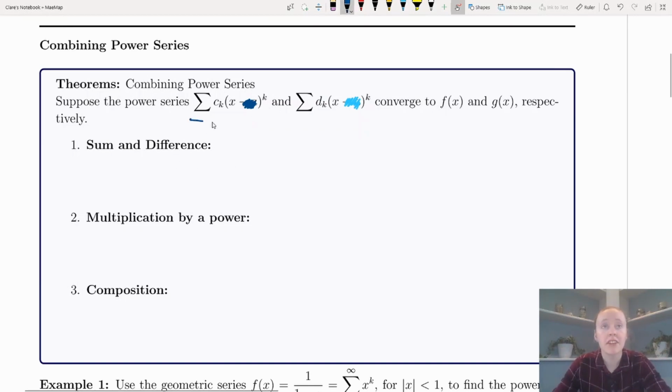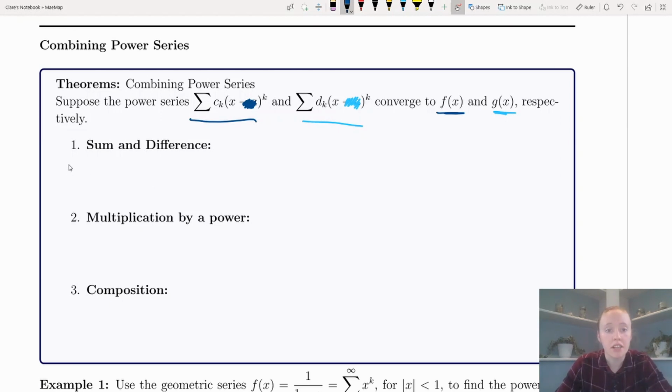So we're going to have that c sub k times x to the k, that series converges to f of x, and we're going to say that summation of d sub k, x to the k, converges to g of x. And those series are going to converge to f of x and g of x on some interval. So going over the sum and difference, well, it's kind of like what it says. We're going to add or subtract those series.